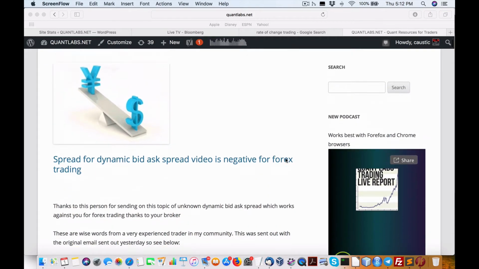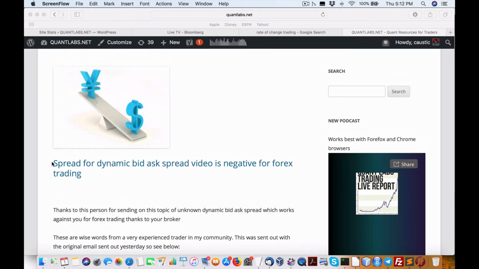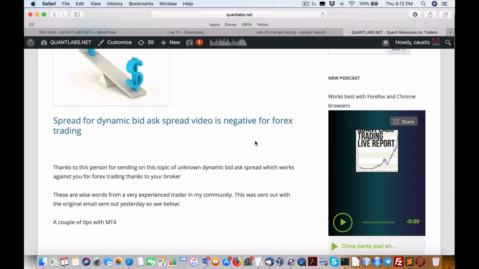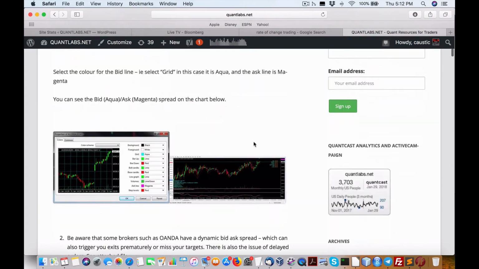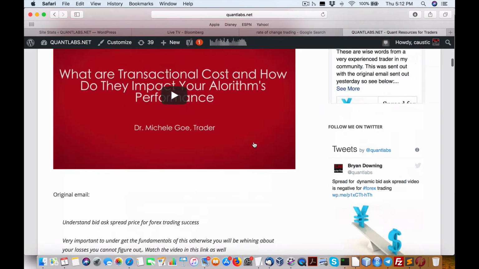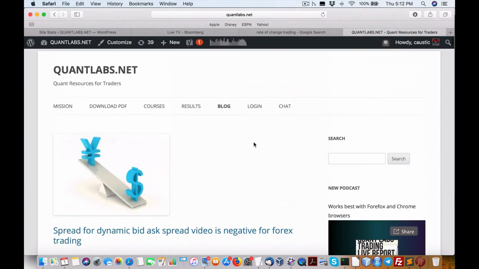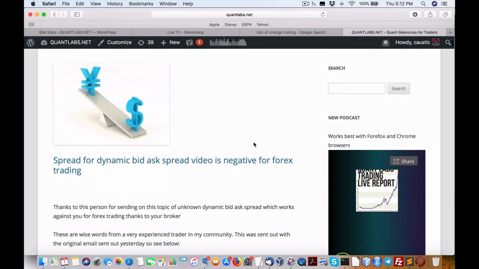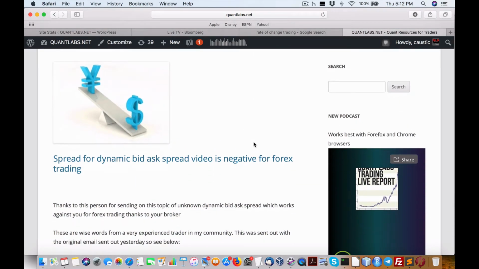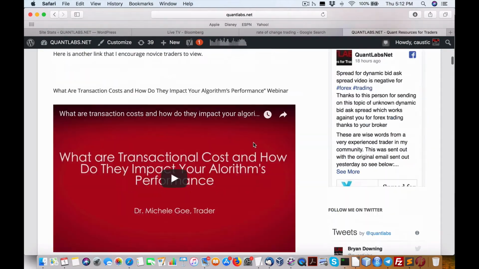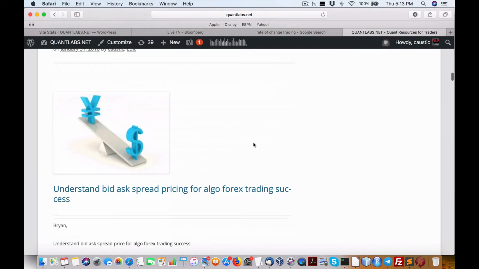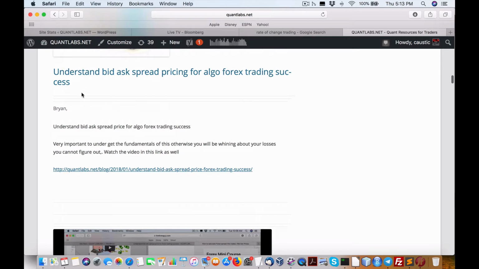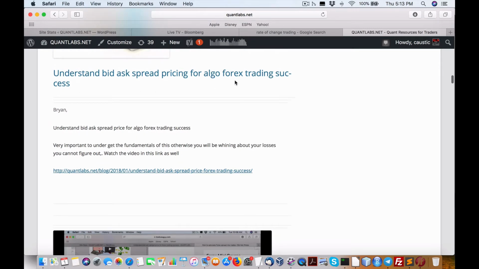First thing I want to show you on my latest blog is something called Spread for Dynamic Bid-Ask Spread, and I'll show you how that works in a second. The video is negative for forex trading. I'll show you an example of that in a minute. I also previously put up Understand Bid-Ask Spread Pricing for Algo Forex Trading Success.